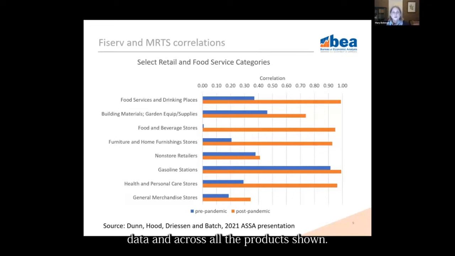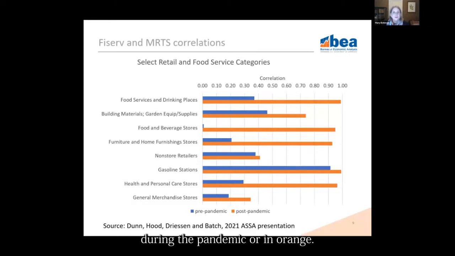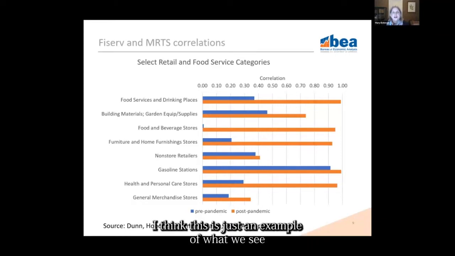And across all the products shown, higher correlations exist when there are bigger movements in the data during the pandemic, or in orange. And I think this is just an example of what we see as the need for a portfolio of data types to measure the economy under different circumstances.